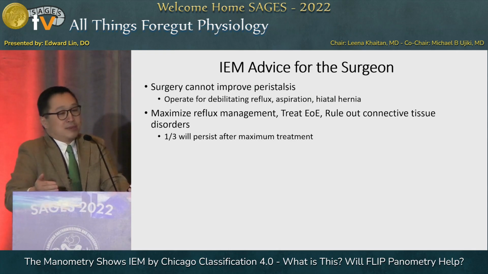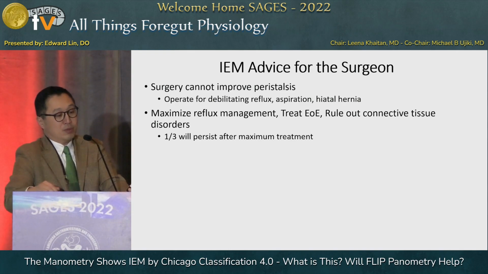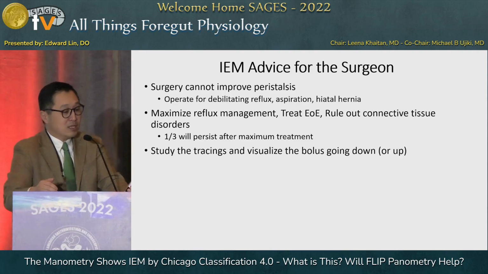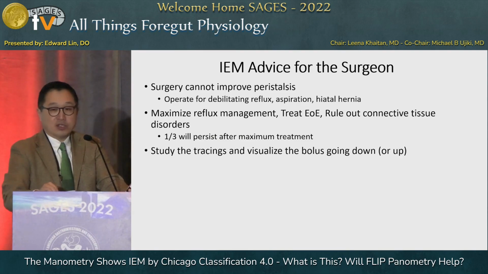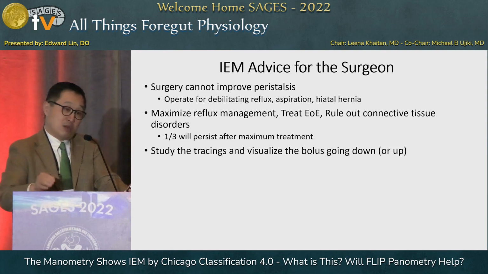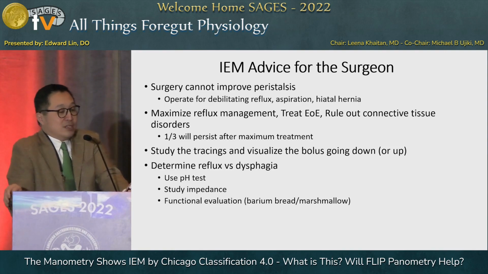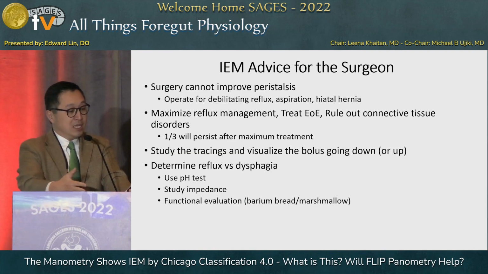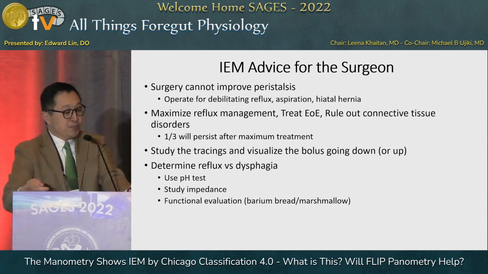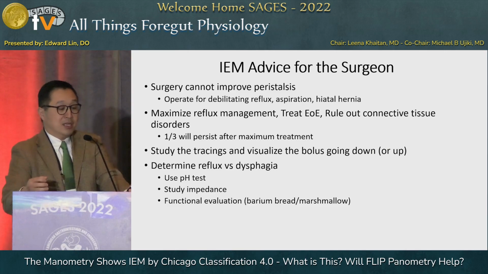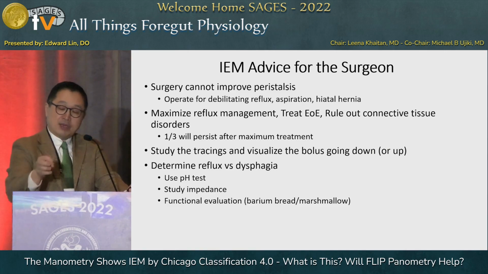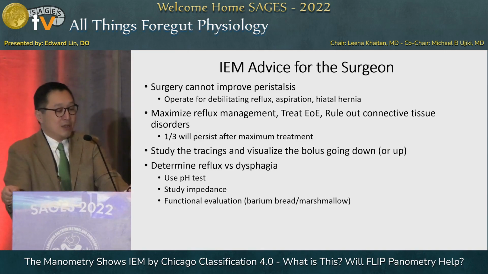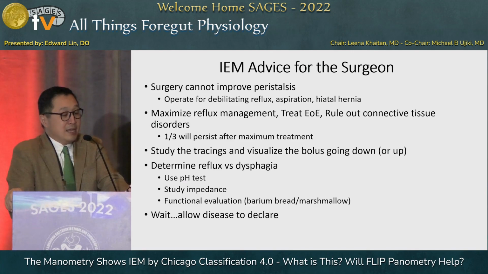The data will show you that probably 66% of the patients will do better if you do these things well. About 1/3 will still not have any improvement. Study the tracings yourself. Visualize the bolus going down or coming back up. And you have to tease out whether this is reflux versus dysphagia. pH testing is important. Seeing the impedance studies is important. And functional evaluation, sometimes you can take some bread, dip it in barium, and watch this thing go down, or marshmallows if you prefer that.